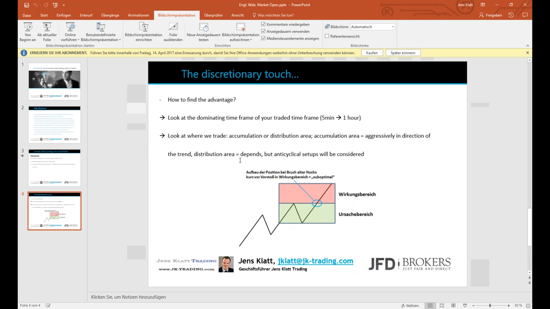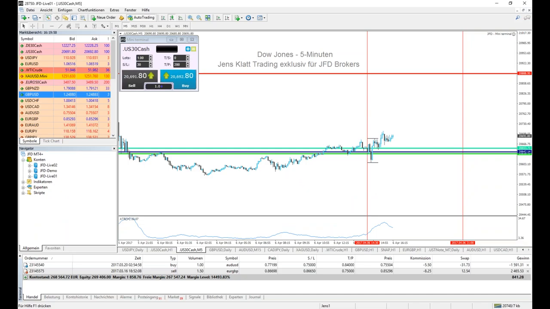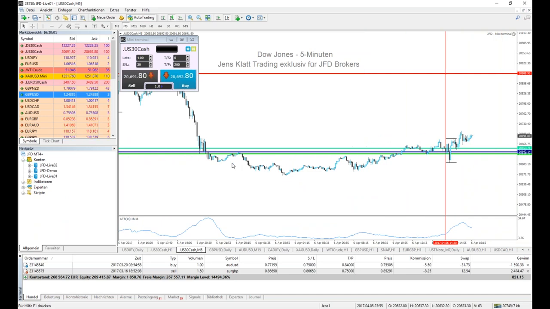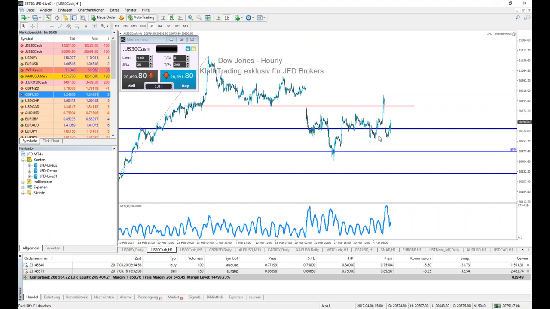While if we're trading in a distribution area, it depends, but sometimes uncyclical setups will be considered. That's, by the way, something I did yesterday. The days before, we started to somehow bottom out here, and I was willing to take aggressive long setups. That was on Monday, but also on Tuesday. On Wednesday, yesterday, that was when we pushed above this level here.